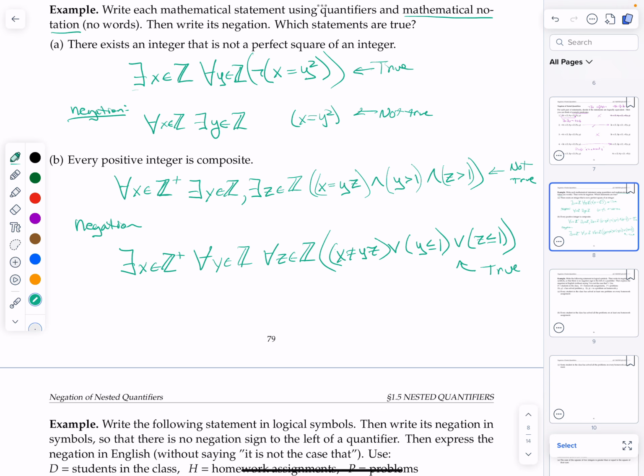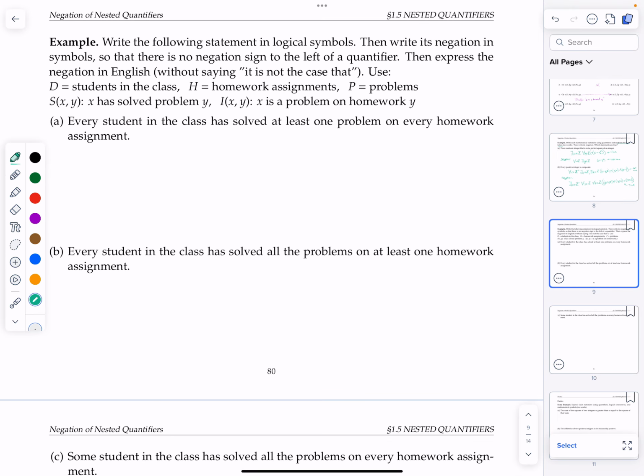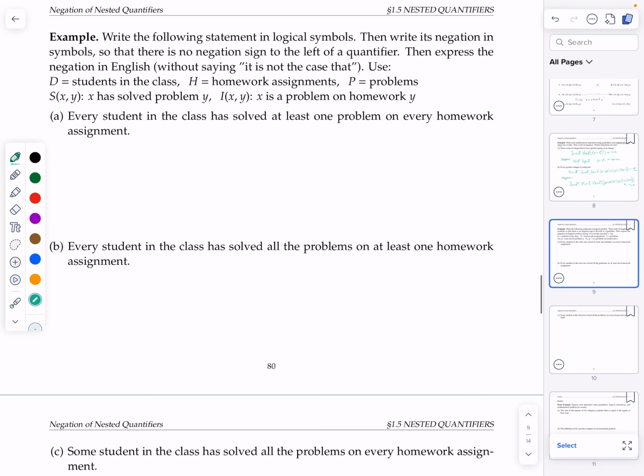In particular, pick a number like 3. 3 is not going to be the product of any two integers unless one of those integers is equal to 1. Okay, great. Let's see, write the following statements in logical symbols, then write the negations. Okay, every student, and what are we doing here? We're using students, homework assignments, problems, and we have these predicates.